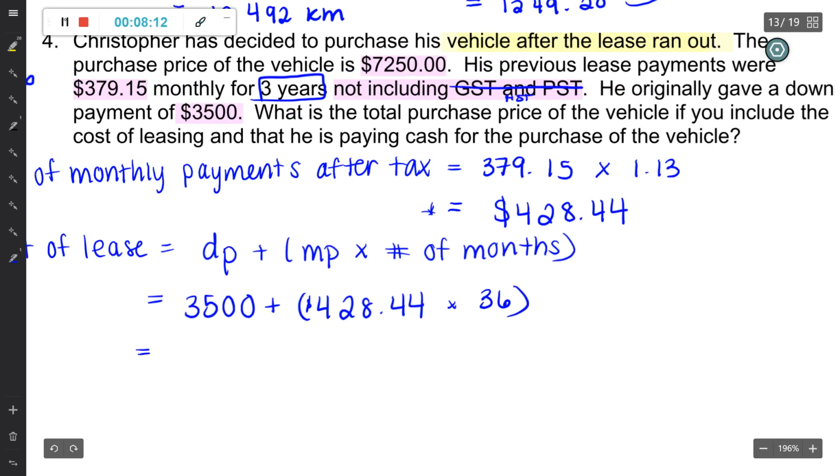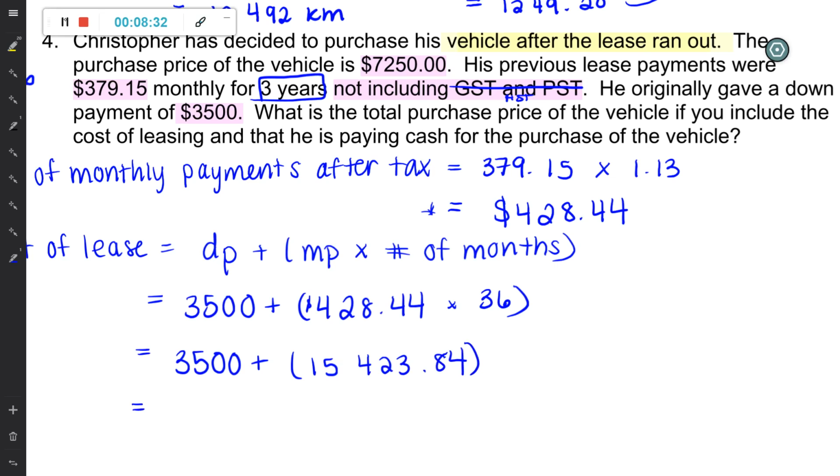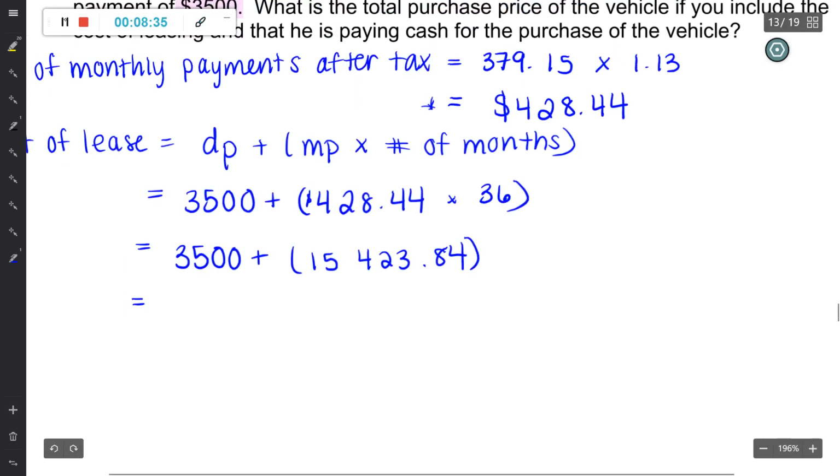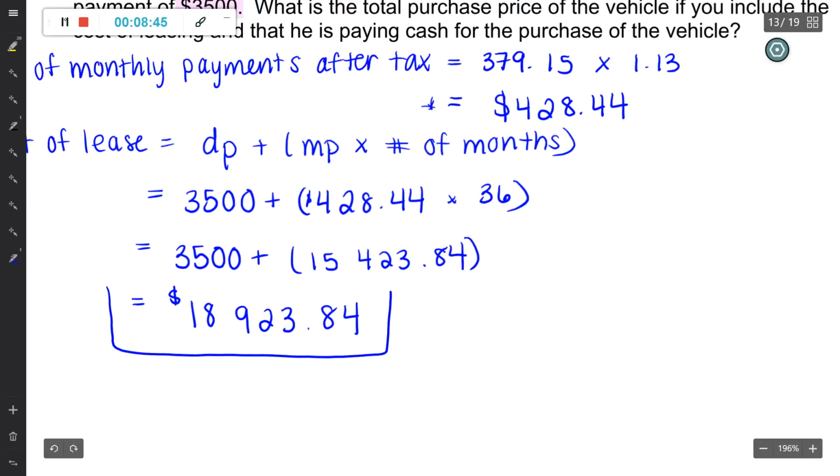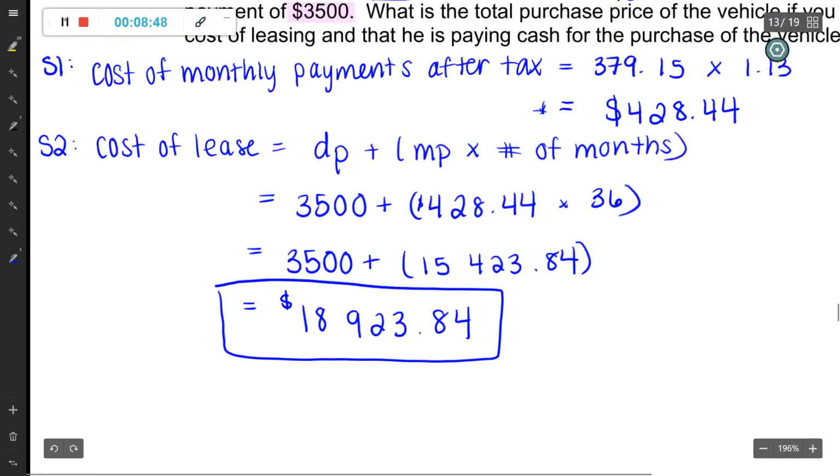Equals, always do the brackets first, so I'm going to leave the 3,500 alone. I'm going to do what's inside the brackets. I'm going to do 428.44 times 36 on my calculator, and I got 15,423.84, and then I'm going to add that to my down payment. So I added the 3,500, and I got 18,929.84. So that's the total cost I'm going to pay over those 3 years for my lease.